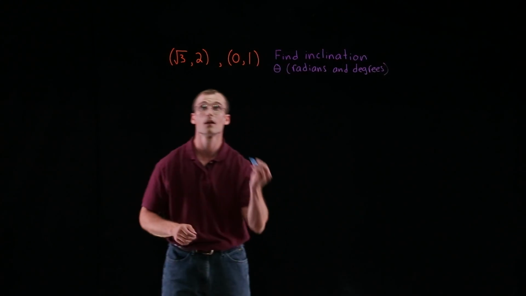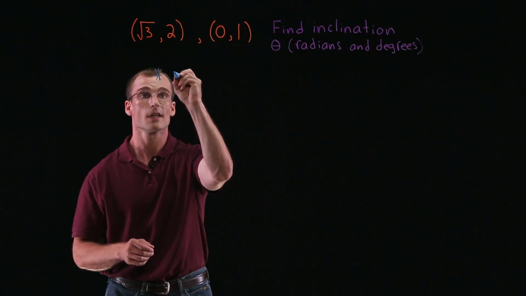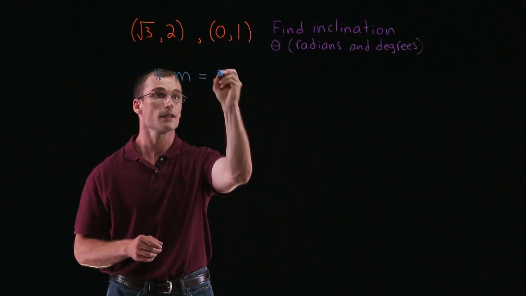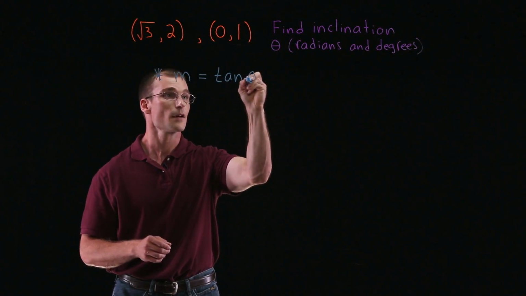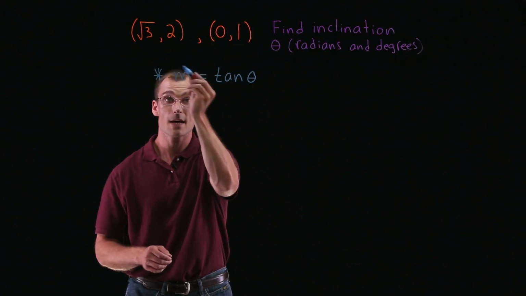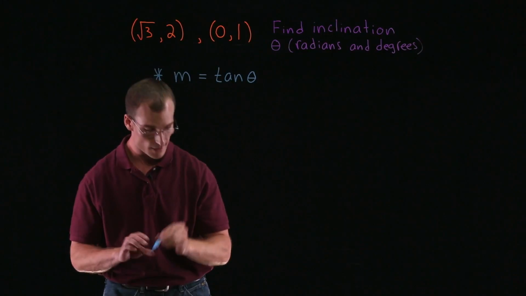Well, we know that we have a relationship between the slope of a line going through 2 points, m, and the inclination, where m is equal to the tangent of the inclination theta. So all we really need to do is find m, the slope, and then we can use this to solve for what theta is. So what is m?